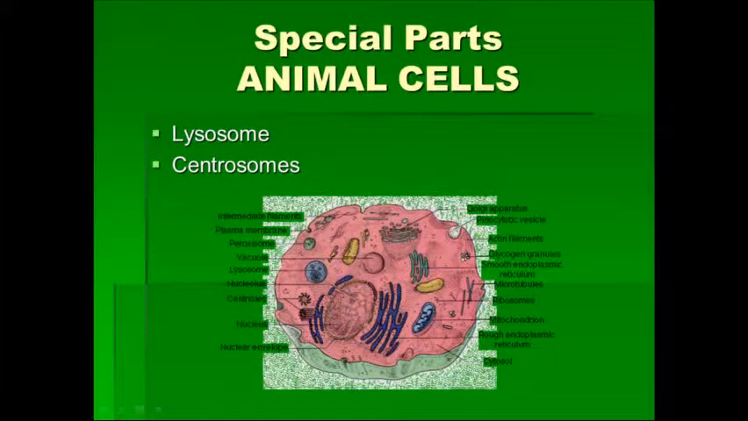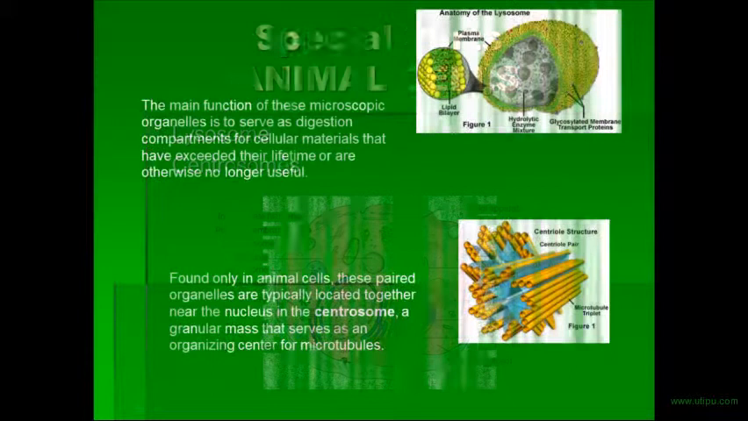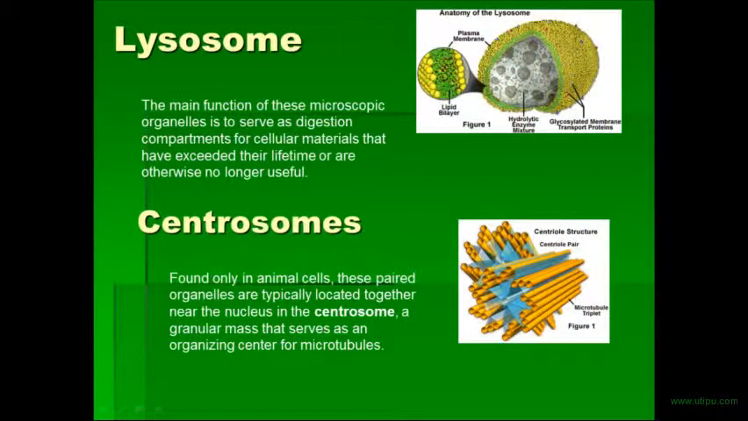Now that video does a great job, and that was one I found on YouTube, of explaining the different parts and how they interchange and work together. And now we move to the special parts of the animal cells, the lysosomes and the centrosomes. Centrosomes we'll talk more about when we get into mitosis and meiosis, but the main function of the lysosome, a microscopic organelle, is to serve as a digestive compartment for any cellular materials that have exceeded their lifetime or are no longer useful, and that is a very important aspect for animals.